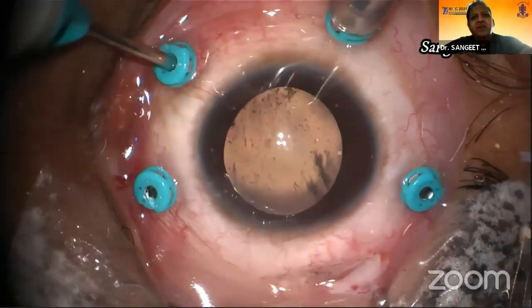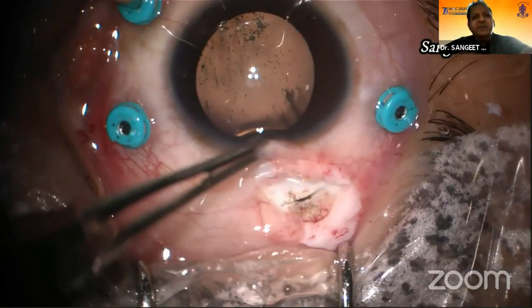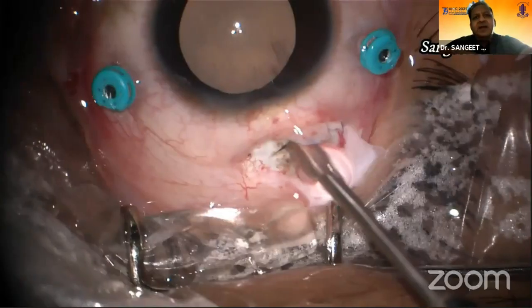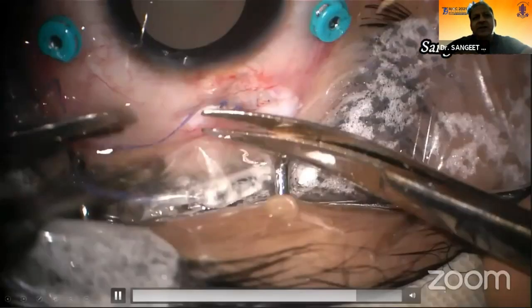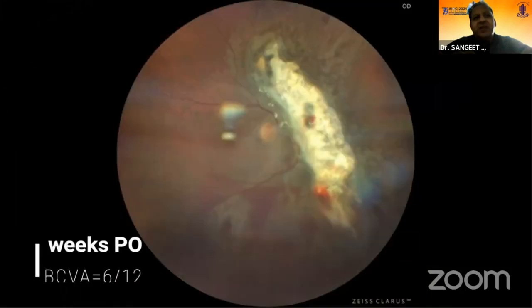It was then separated from here and removed using a handshake technique. It was lifted using active suction, passed on to the foreign body claw forceps, and removed through this additional sclerotomy that we had to make. After that, the patient underwent endo laser 360 degrees and silicone oil injection. And this is 6 weeks post-op. The patient's vision is 6/12.